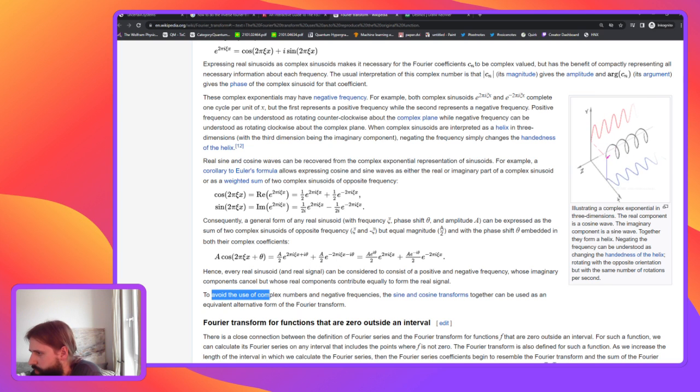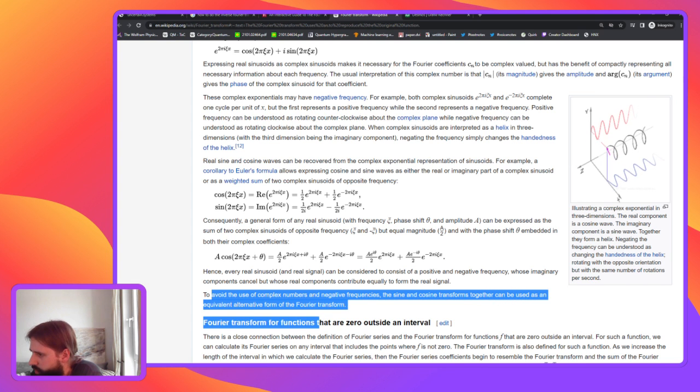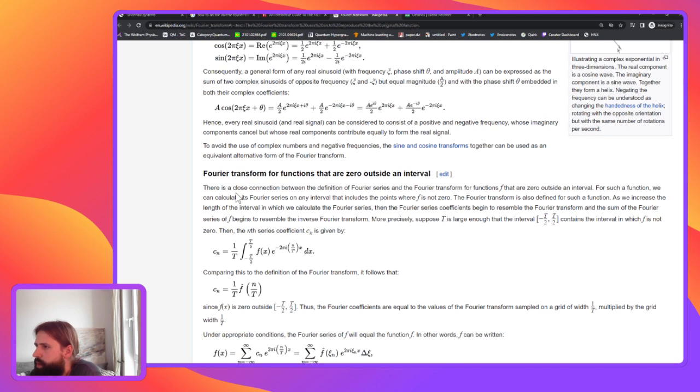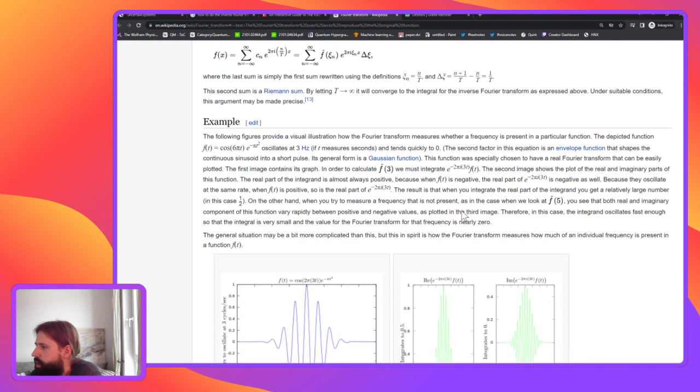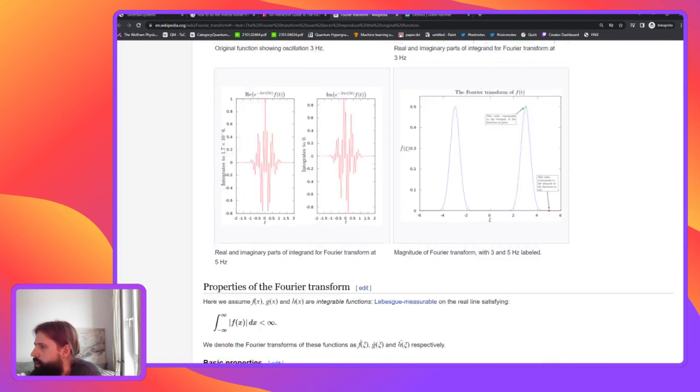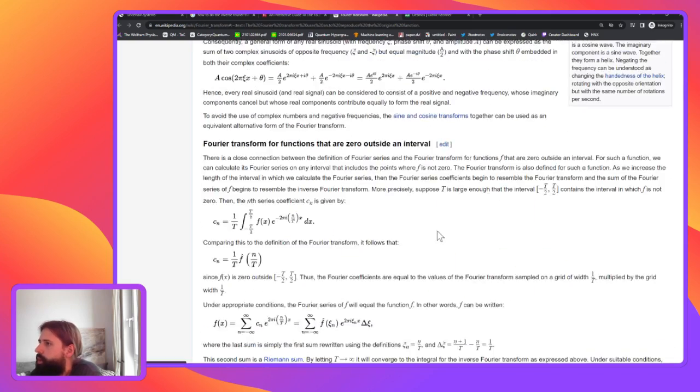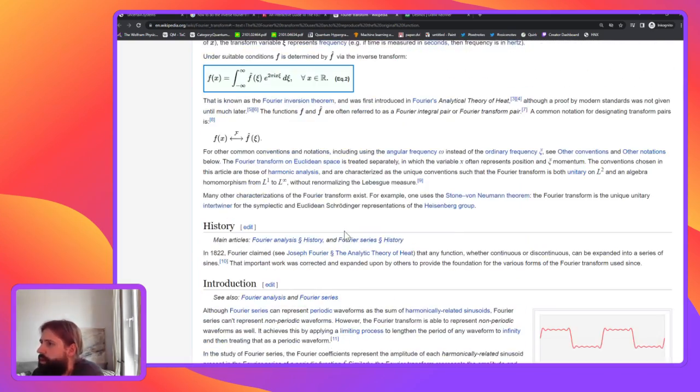And to avoid the use of complex numbers and negative frequencies, the sine and cosine transforms together can be used as an equivalent alternative form of the Fourier transform. I don't know what that means, but whatever. Fourier transform for functions that are 0 outside an interval. No, that's not what I want. I want to understand why. I want to understand why is it an integral?